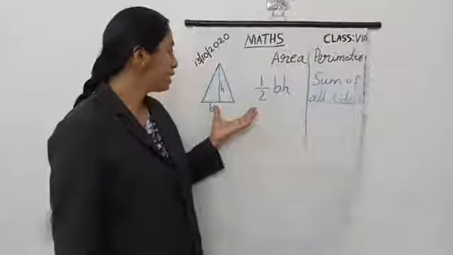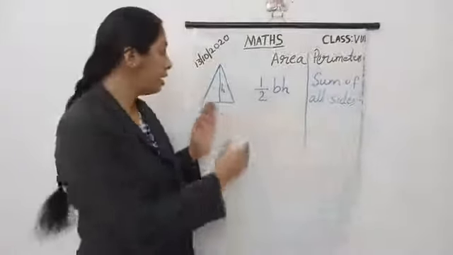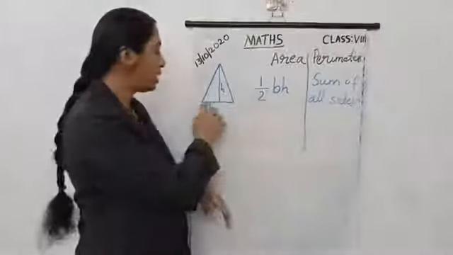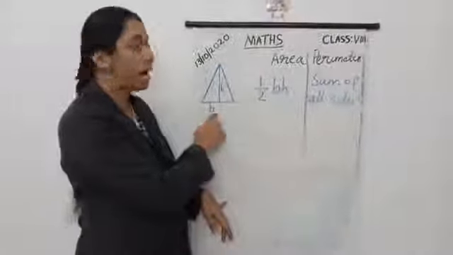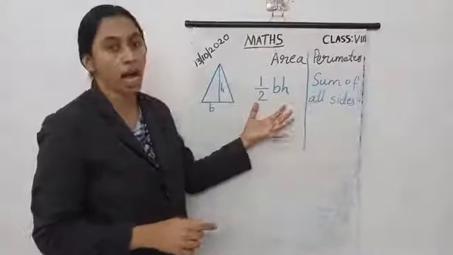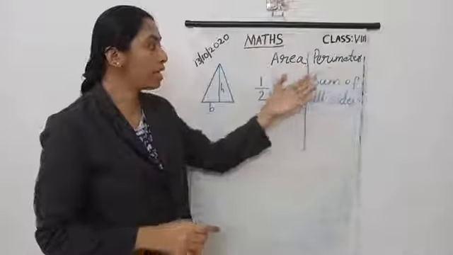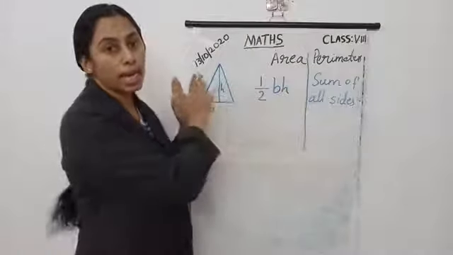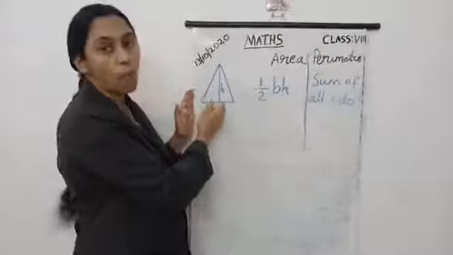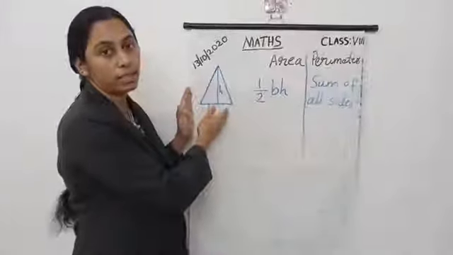Next figure, triangle. Its area is half BH. B means the length of its base and H means height. So the area of a triangle is half BH, and perimeter is the distance around its boundary. So perimeter is the sum of all the three sides.